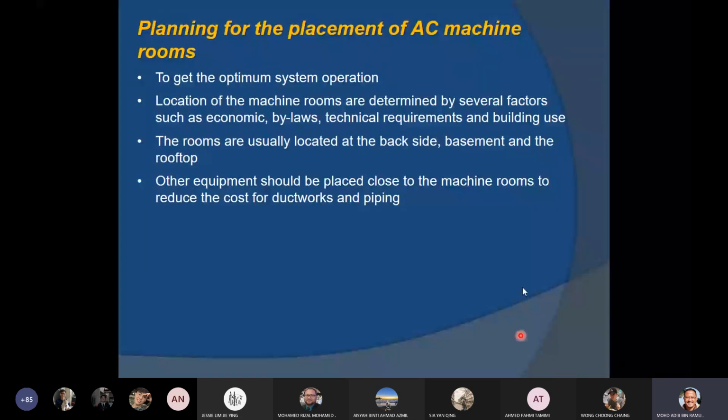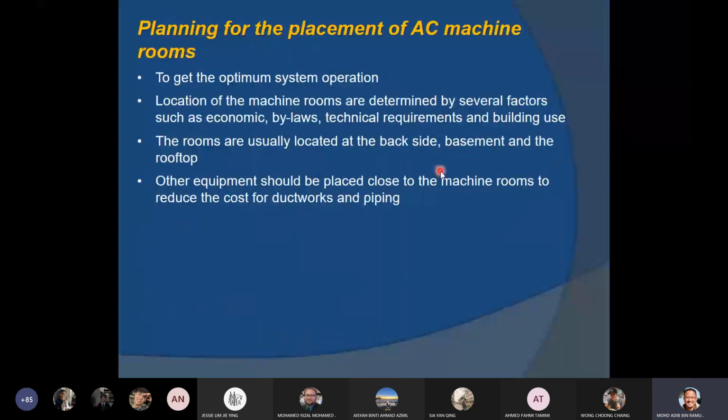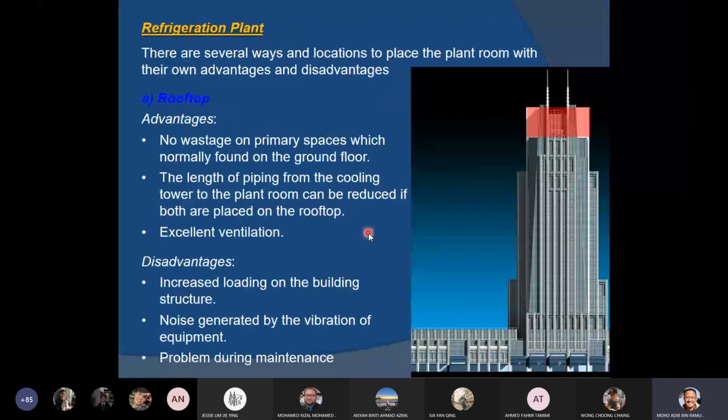Okay, planning for the placement of aircon machine rooms. These machine rooms are basically the refrigeration plant, the main component, and the cooling tower. So let's look at the refrigeration plant, where to put it. You can put it anywhere, but you have to consider the advantages and disadvantages.